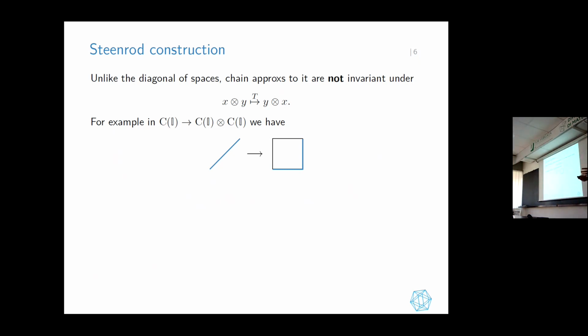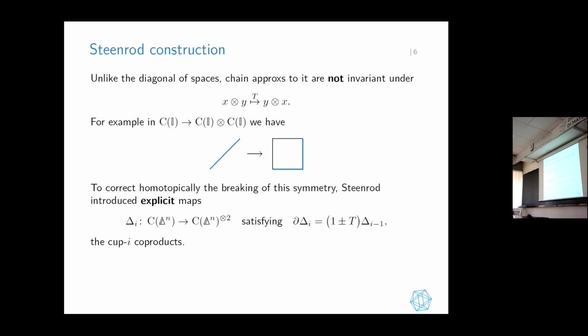And it is from this broken symmetry that the Steenrod operations, or the action of the Steenrod algebra, come. To correct this breaking of the mod 2 symmetry, the S2 symmetry I should say, Steenrod introduced explicit maps. We can think of them as higher diagonals. Delta 0 is the same as that introduced by Alexander and Whitney, but we have these additional diagonals, of higher and higher degrees, that interpolate between the two options that arise after breaking the symmetry.